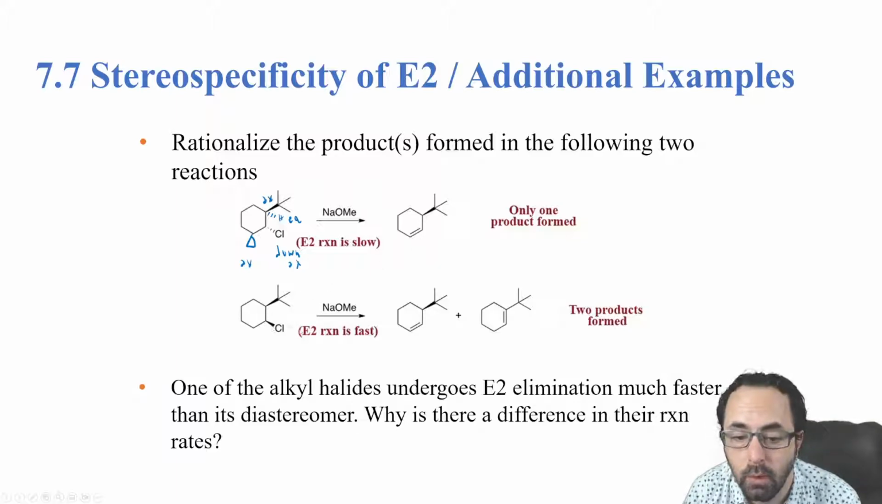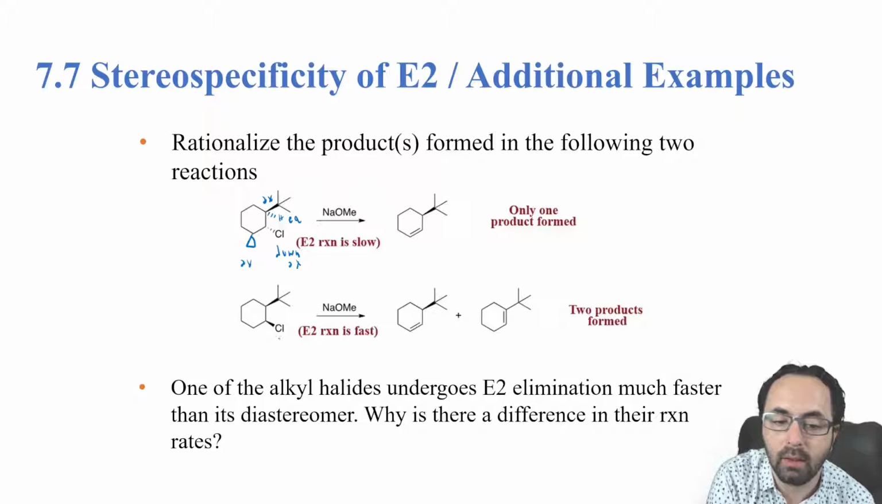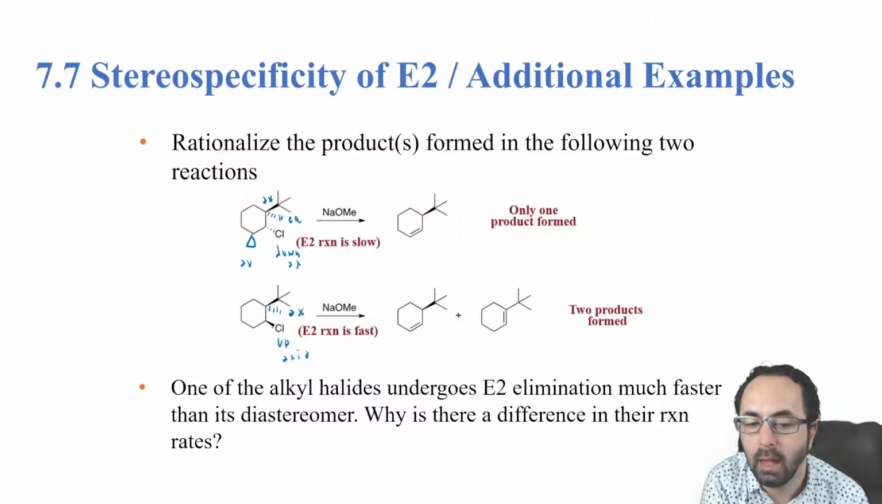However, when it comes to this situation here, now the chlorine is up axial. And so this hydrogen here is down and also axial. And so now they can be antiperiplanar. So now you don't have the stereospecificity anymore. You only have the stereoselectivity.